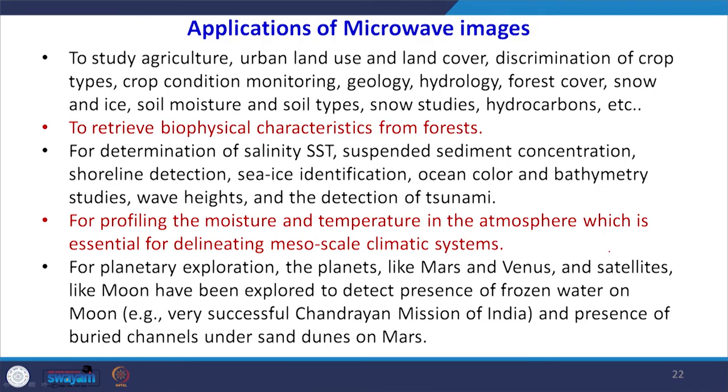Now, not only on the land, but for planetary applications also, planets like Mars and Venus and satellites like the Moon have been explored to detect the presence of frozen water. You know, the successful Chandrayaan mission. So to identify the possibility of water there, people have used these microwave images to carry out the study. The next is the hyperspectral sensor.